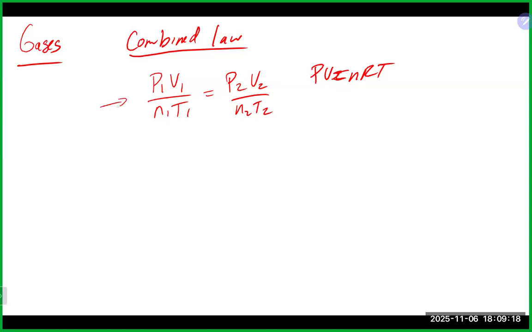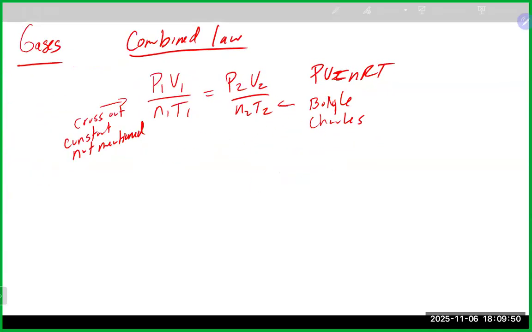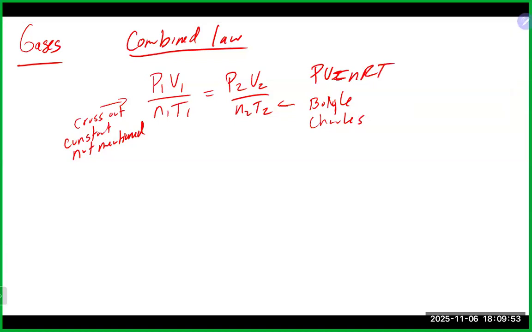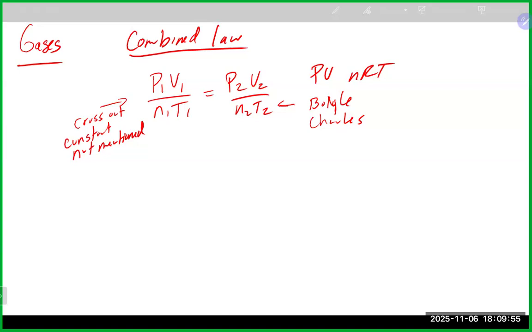You essentially just need to cross out whatever is constant, whatever is not mentioned, and you'll pretty much have all those other gas laws. So again, if you cross out the bottom here, you have Boyle's law. If you crossed out the P's and the n's, you would have Charles' law and so forth. So really good two equations to memorize, as it can be very, very helpful in solving for what you are looking for.